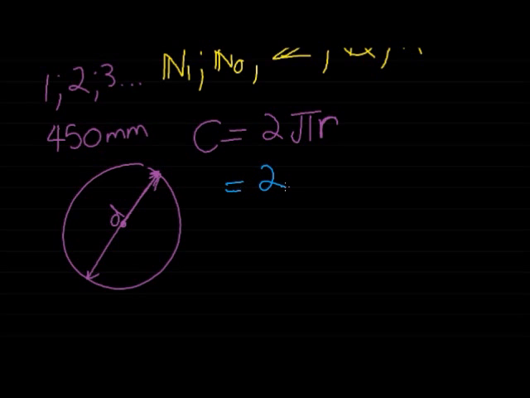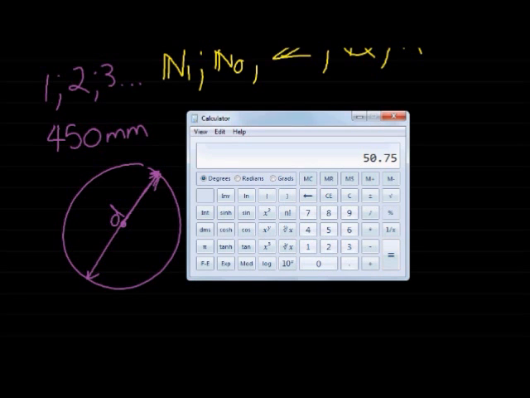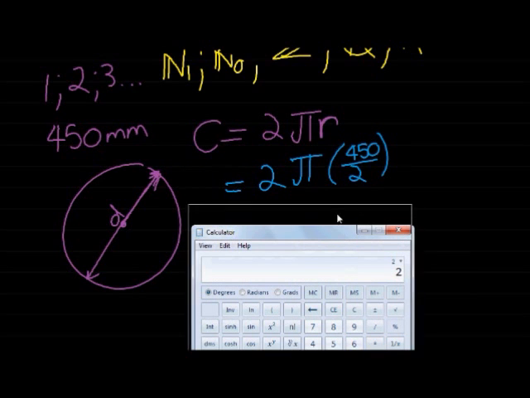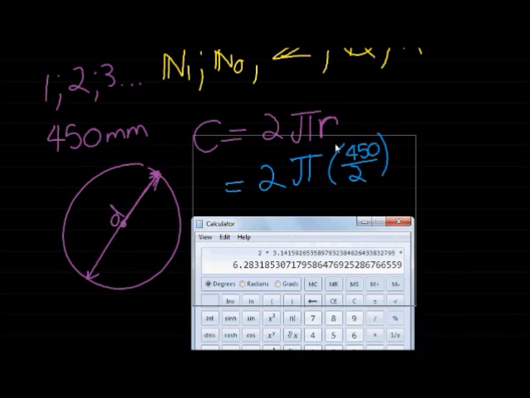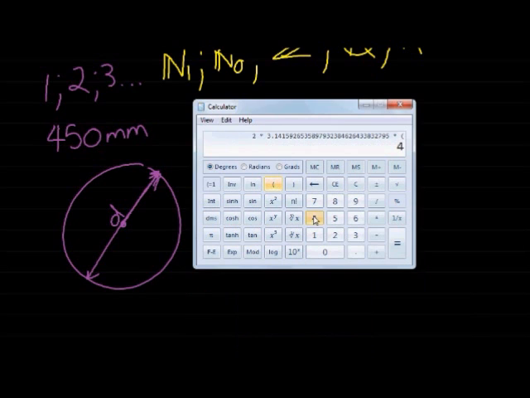So we get 2 pi. Now I'm not going to put in 3.14 because pi is not 3.14. I'm going to use my calculator's value for pi. And the radius is half of the diameter, so I'm just going to take the diameter and divide it by 2. Let's use the calculator. 2 times, remember when there's nothing, it's a multiply, 2 times pi. There's pi, an irrational number. Times, and then in brackets we have 450 divided by 2. Close the brackets. The 450 divided by 2 is 225.